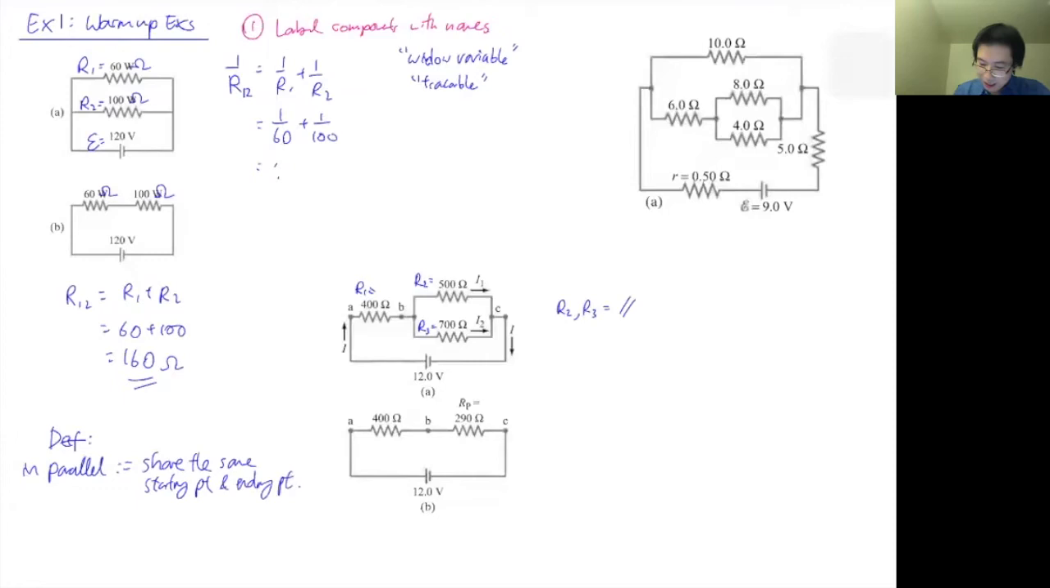Okay, so let's look at R2 and R3. R2 starts here and ends here. Let me use blue. And R3 starts here and ends here, right? So these are the two resistors.